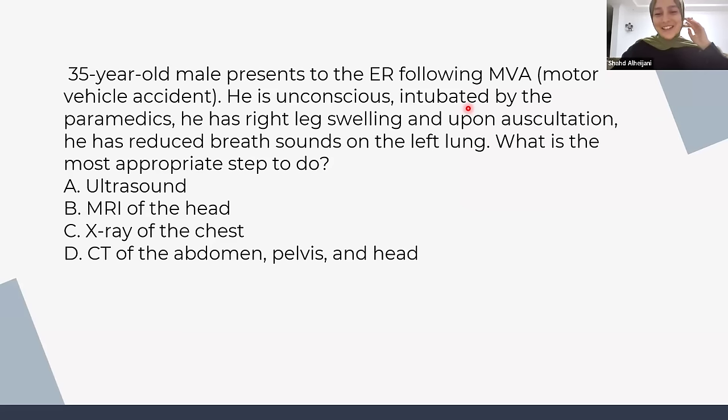Okay, so let's say this is the question you got in an exam. What should you put? Patient stable or urgent? This is the presentation. We said if motor vehicle accident, it's a CT. Other people are saying CT, but it's urgent.